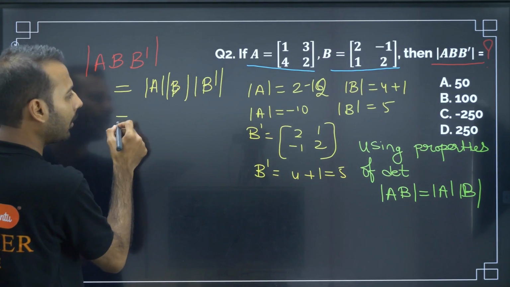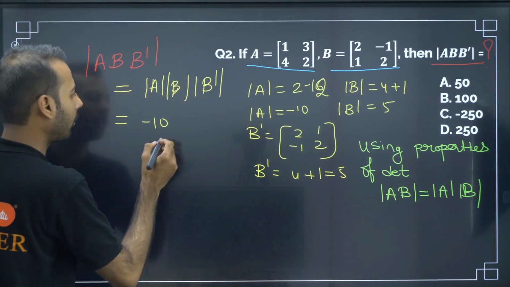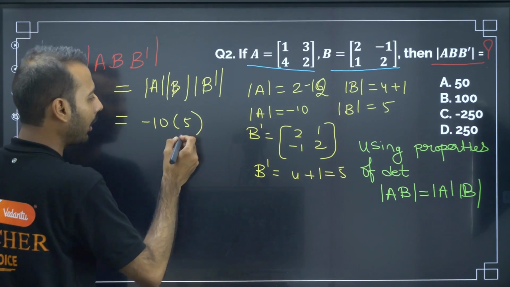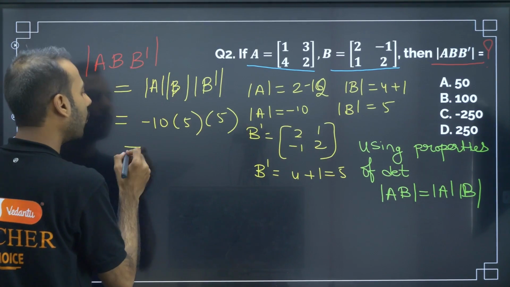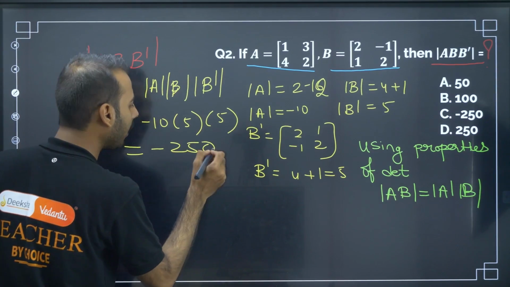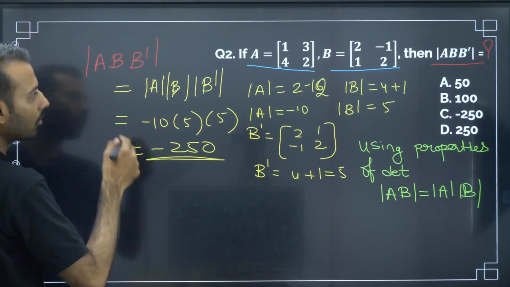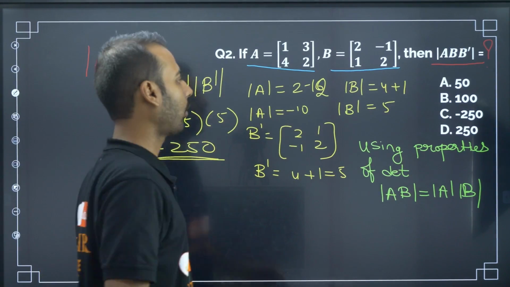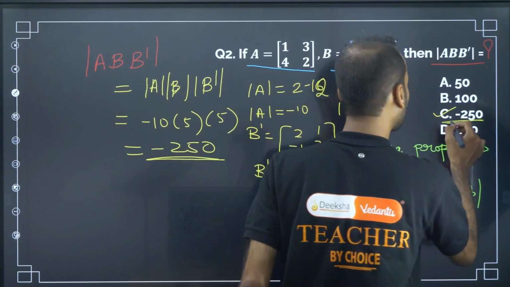So if I keep here, determinant of A is negative 10, determinant of B is 5, determinant of B dash is 5. So minus 250, minus 250. So minus 250. Answer for this is C, minus 250 is the answer.